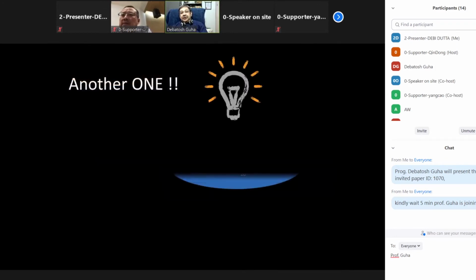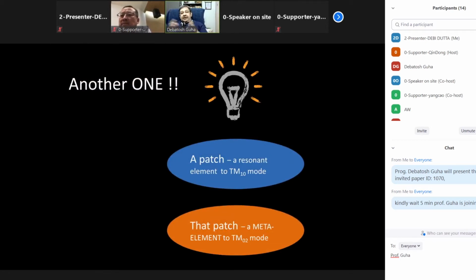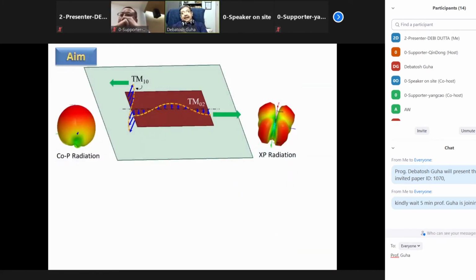So I'm now going to present today another one. The concept is definitely a patch is a resonator, and it is a resonator for the dominant TM10 mode. But the same patch is no more considered as a resonating structure to the higher order mode and orthogonal mode, and it is behaving as a meta element. The idea and the aim I'm going to share with you.